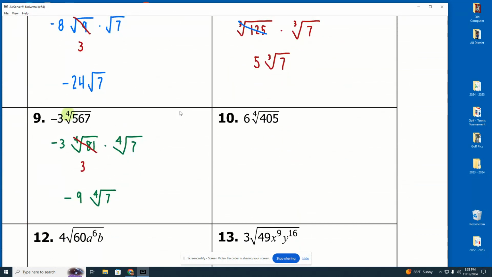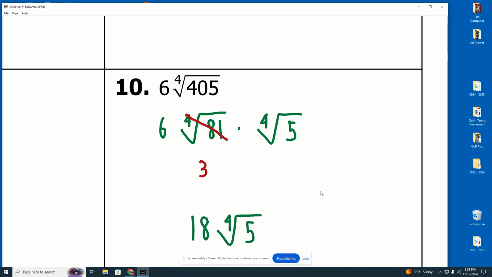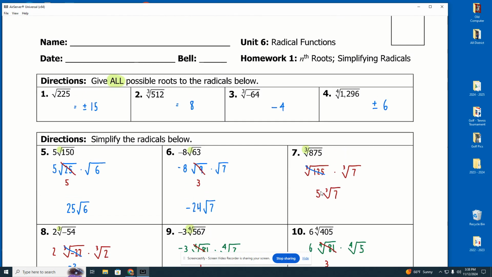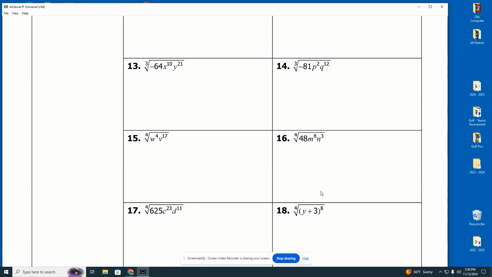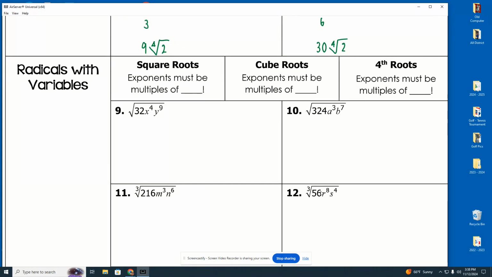So the 6 is going to drop down. But then we're going to do the fourth root of 81 times the fourth root of 5. And again, just like the last problem, the fourth root of 81, since that's a perfect fourth, gets to escape as a whole number 3. But that 5 right here gets trapped inside. These are both whole numbers, so I can multiply those. 6 times 3 is 18 times the fourth root of 5. And that's it, okay? That's how we simplify radicals. Now, maybe that's a little more complicated than what we did a while back, but anyhow, it's nothing that you guys can't handle.